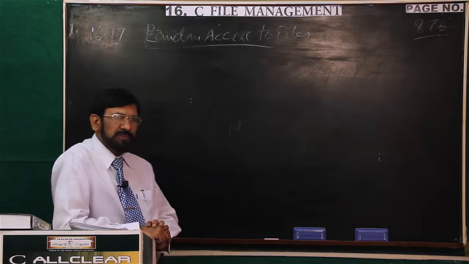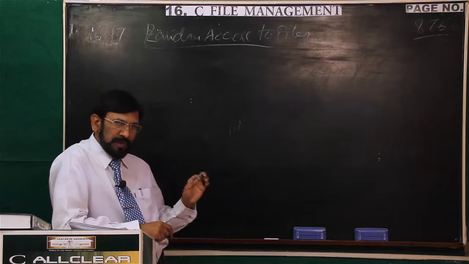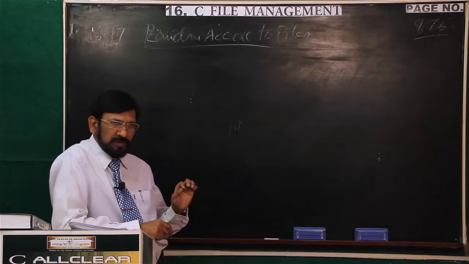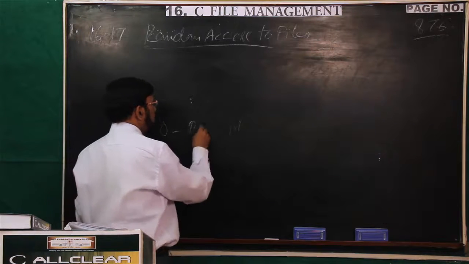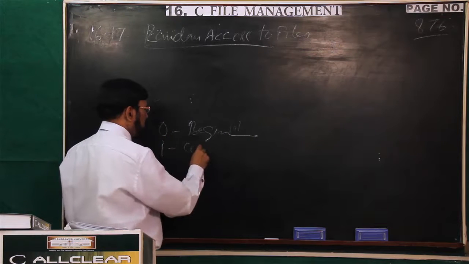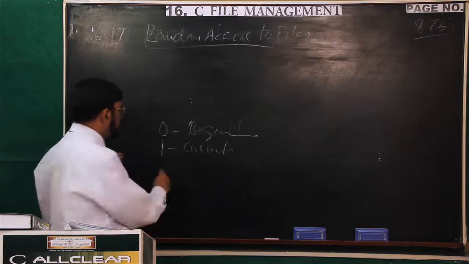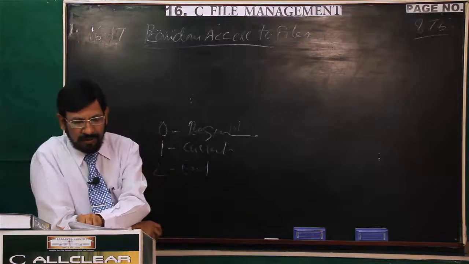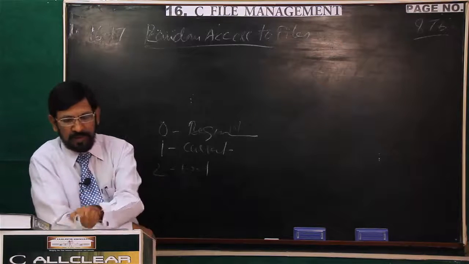Actually, here positions are represented by integer values. The beginning position of the file is represented by 0. 0 represents the beginning of the file. 1 represents the current position, and 2 represents the end of the file. There are three positions, and these are given depending on the context. These are given as arguments.